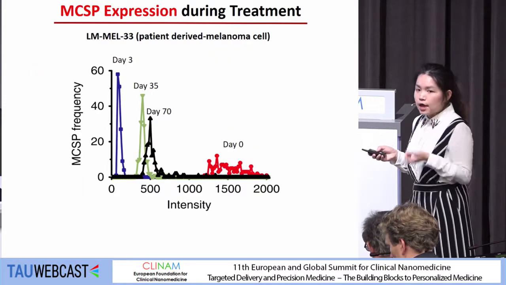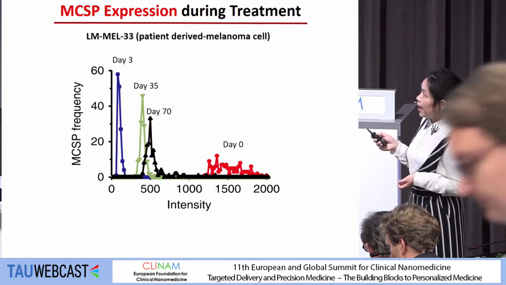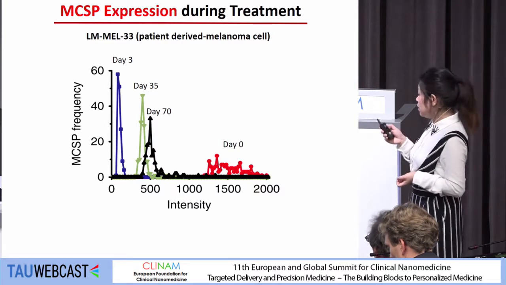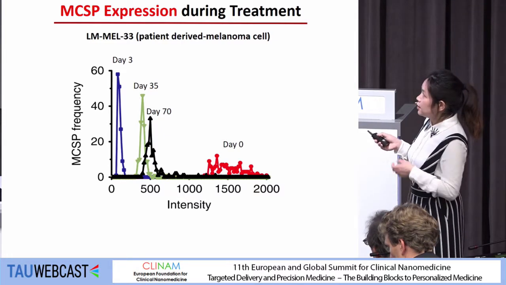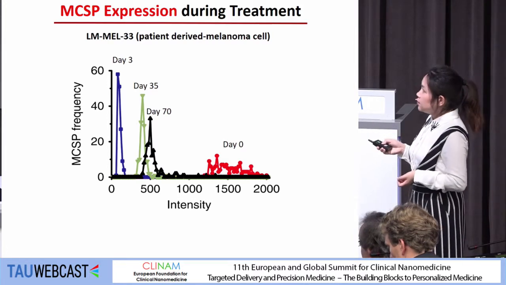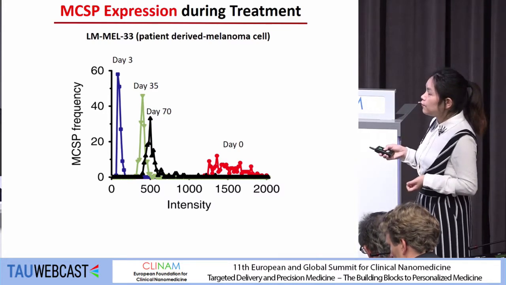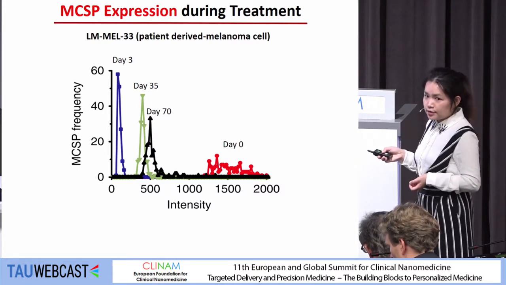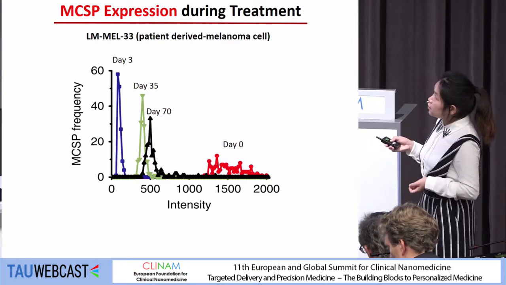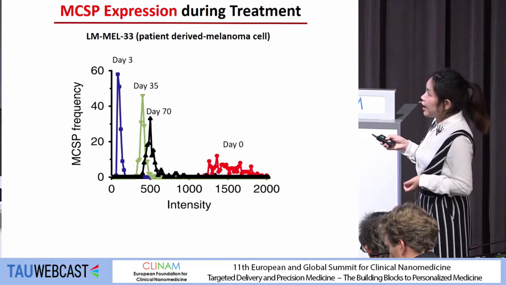Now I use our technology to look at the biomarker expression during the BRAF inhibitor treatment. So I use this melanoma 33 cell line. We can see the initiation of the drug treatment led to the decrease of MCSP diversity as well as the expression level. And with the continuous drug treatment, the diversity and expression level gradually recovered.